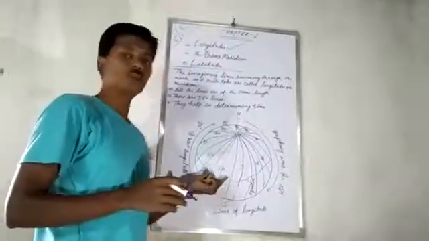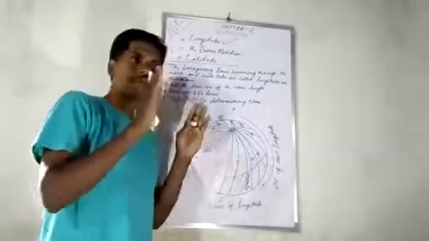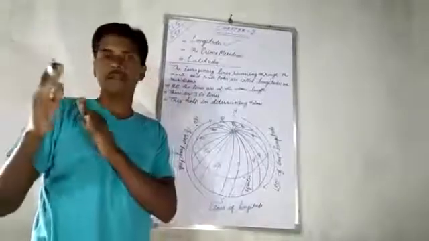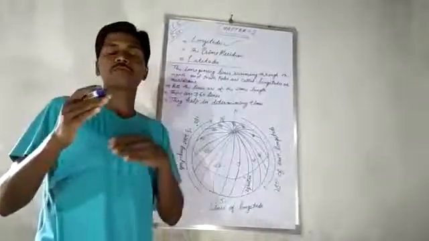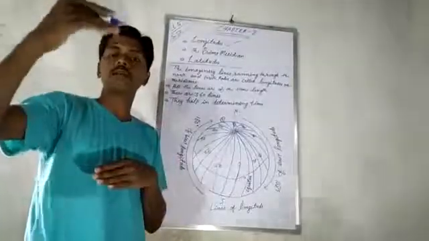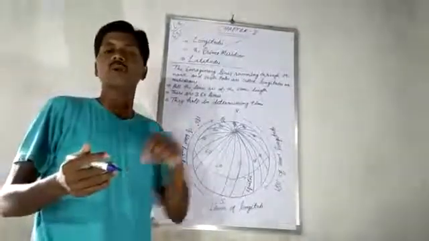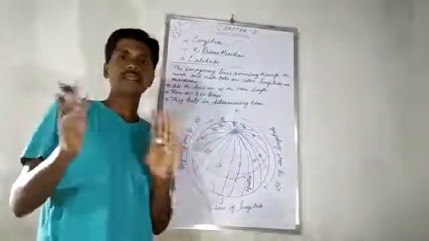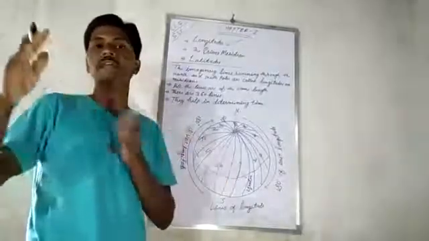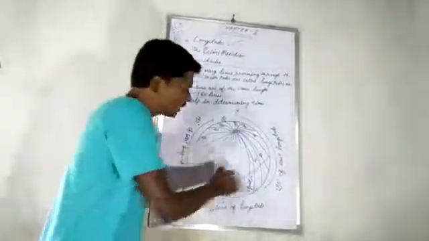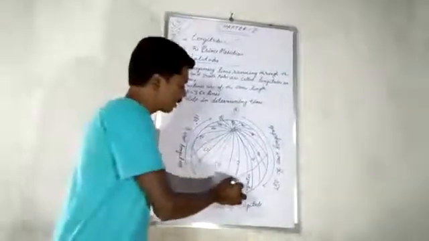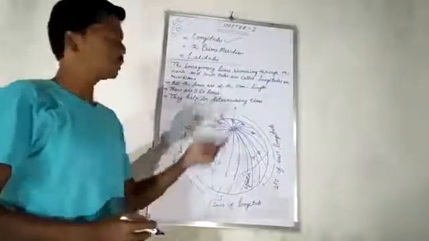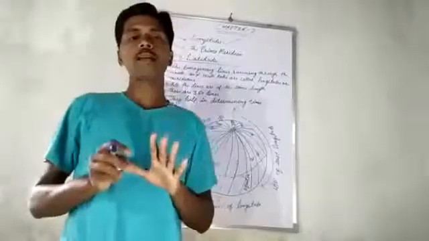They help us to determine time because in different time zones, different countries have different times. If you pass from India to Pakistan, the time will change. Suppose here it is 10 o'clock, there it may be 11 o'clock, maybe 9 o'clock. So in this way, the times are different in different places because of these longitudes. So these longitudes help us to determine time.